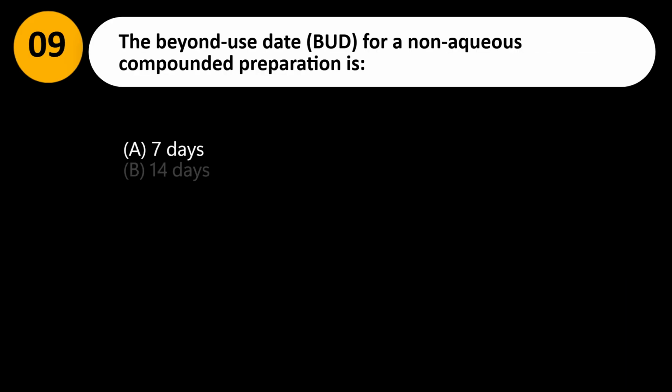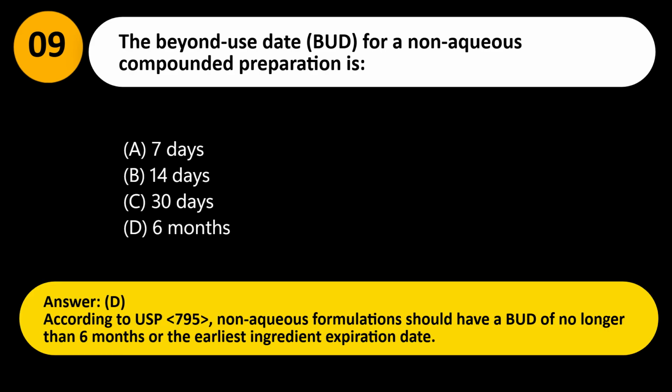The Beyond Use Date, BUD, for a non-aqueous compounded preparation is A. 7 days. B. 14 days. C. 30 days. D. 6 months. Answer, D. According to USP <795>, non-aqueous formulations should have a BUD of no longer than 6 months or the earliest ingredient expiration date.